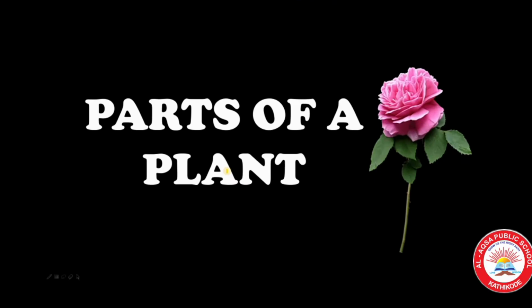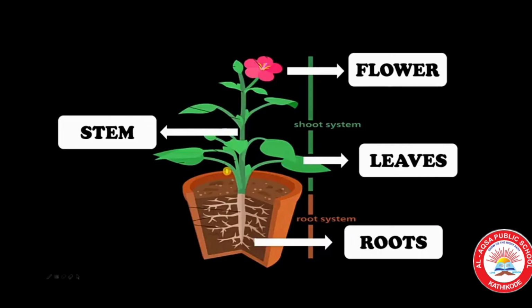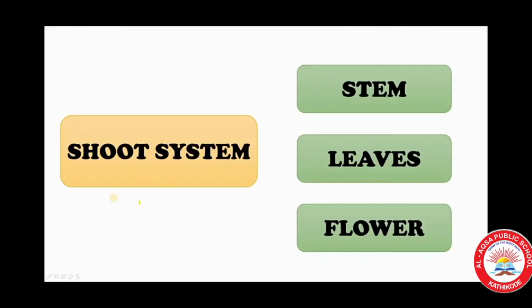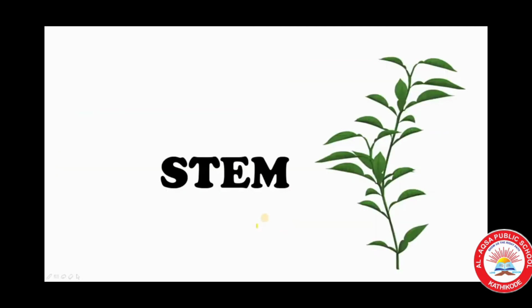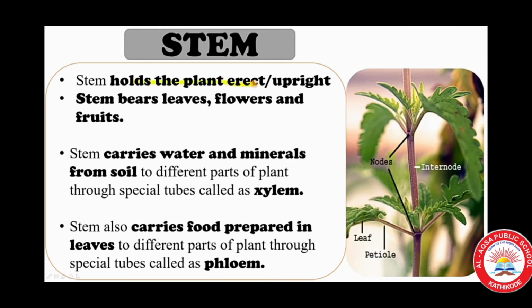Let us discuss parts of a plant. We know that the main parts of a plant are roots, leaves, stem and flower. The parts of a plant that grow below the ground are called the root system, and those above the ground are called the shoot system. The shoot system consists of stem, leaves and flowers. Now we can discuss the stem.